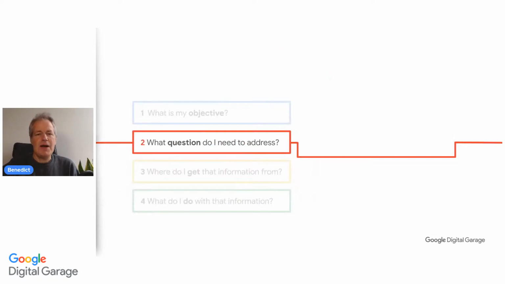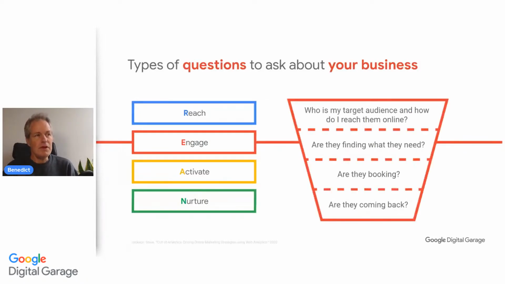All right. So what questions do I need to address? Now, in order to get the right data, you've got to frame the questions correctly. Okay. Going through these different things. All right. So, for example, types of questions to ask about your business, all right? We're going to have a look at these particular areas of REAN: reach, engage, activate, nurture.